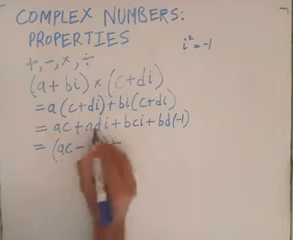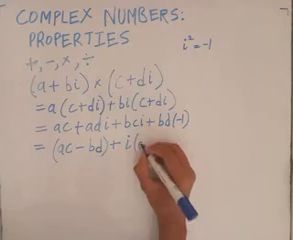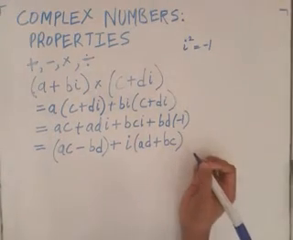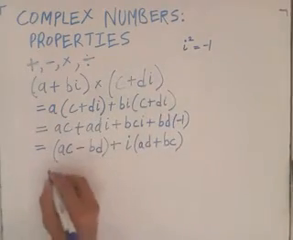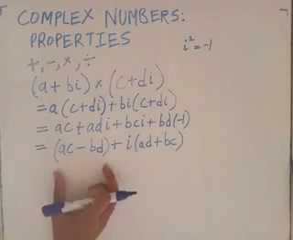And now these are the two remaining terms. I can take out i common and write it as AD plus BC. So finally, the product of these two things is this. AC minus BD is the real part.